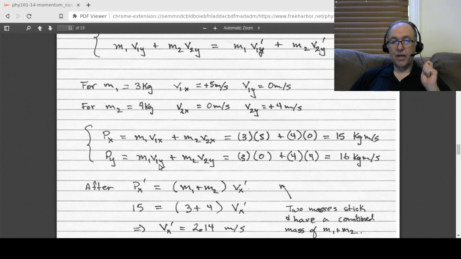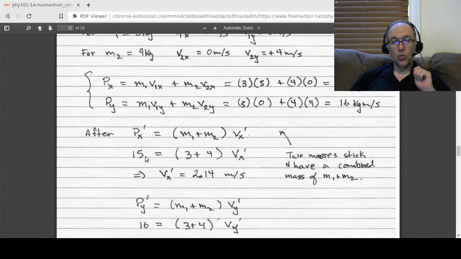The y component, same thing, but now with y's. m1 v1y, v1y is 0, because the velocity of mass number 1 has no y component. It only has an x. The y component of mass 2, that's the 4. Okay, and so just substituting these numbers, we get 3 times 0 plus 4 times 4, which is 16 kilogram meters per second. So there's the total momentum in the x direction and the total momentum in the y direction before the collision.